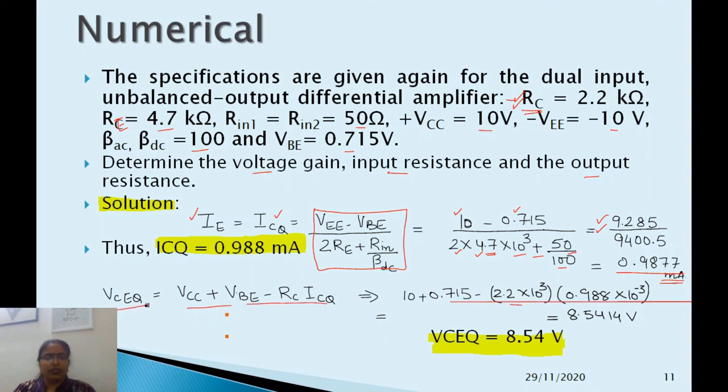Next, VCEQ is equal to VCC plus VB minus RC into ICQ, which is given as VCC is 10, VB is 0.715 minus RC is 2.2 kilo ohm, so it is 2.2 into 10 raised to power 3, into ICQ, which is already determined, 0.9877 into 10 raised to power minus 3, that is milliampere. So it is coming out to be 8.54 volt. So we will be using these two, IC and VCEQ, right?